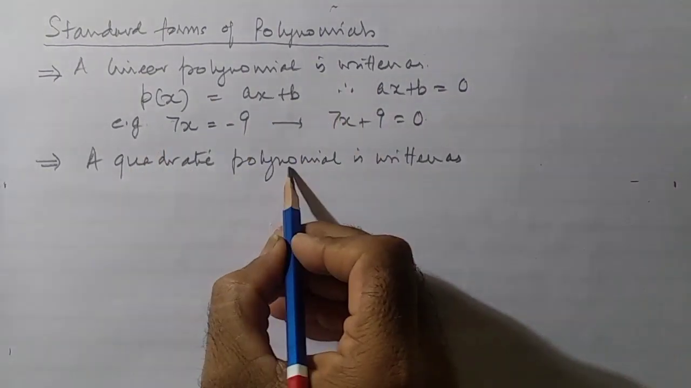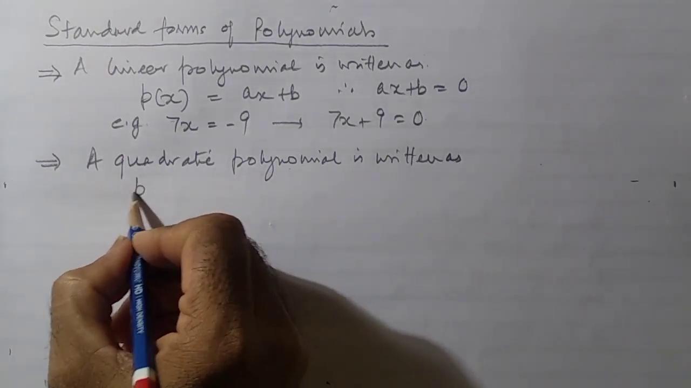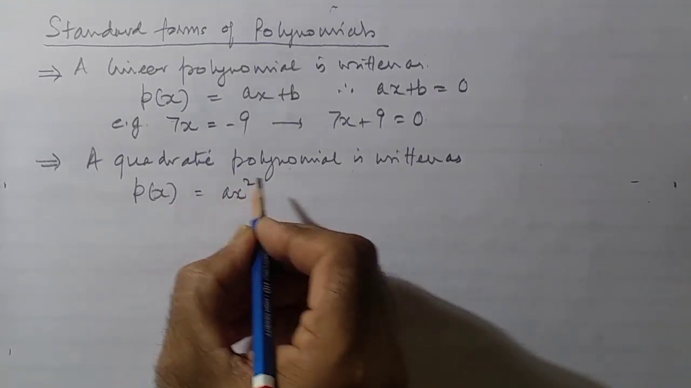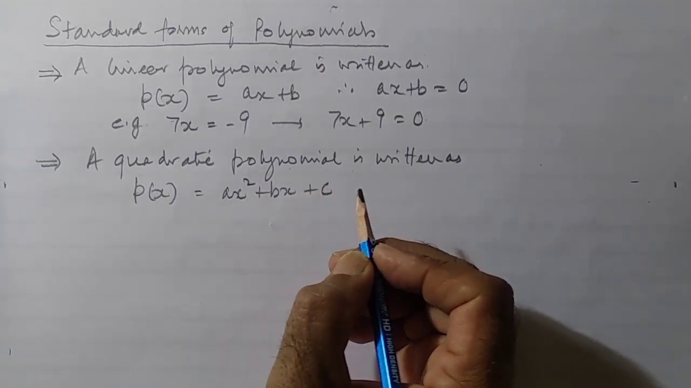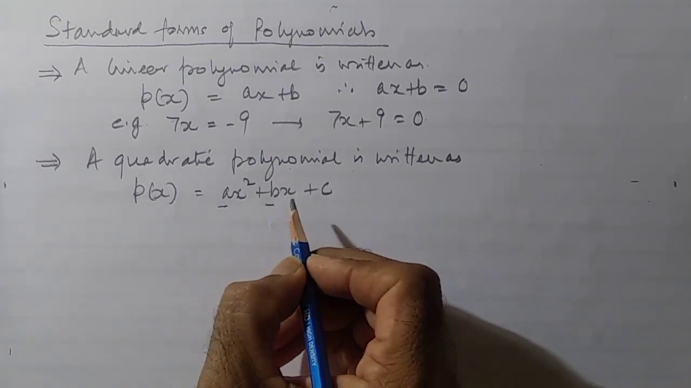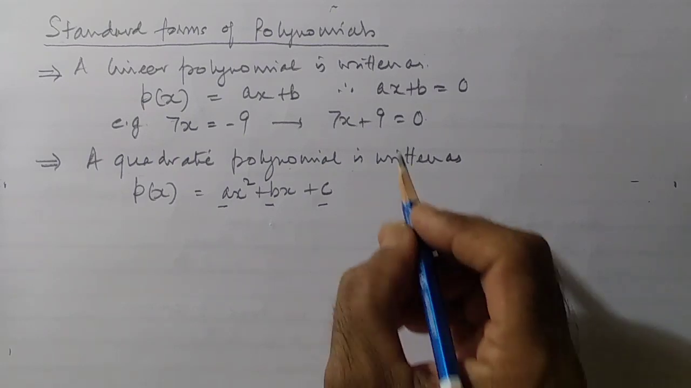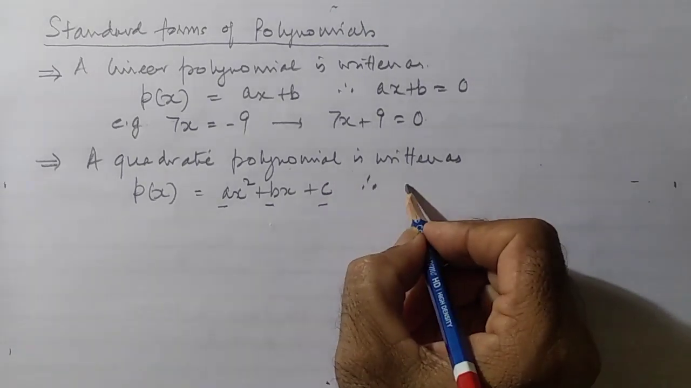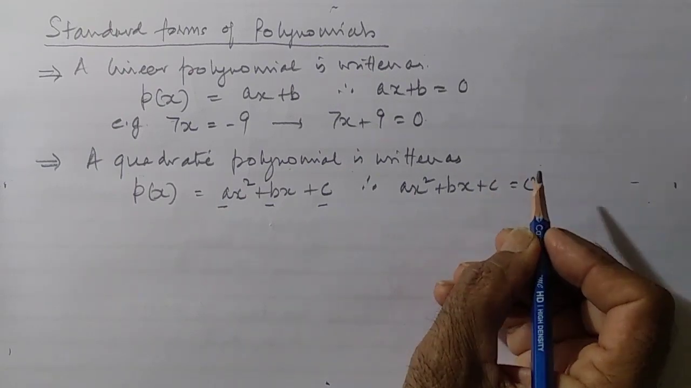A quadratic polynomial is written as p of x is equal to ax squared plus bx plus c. Here a is the coefficient of x squared, b is the coefficient of x, and c is a constant. And therefore the equation becomes ax squared plus bx plus c is equal to 0.